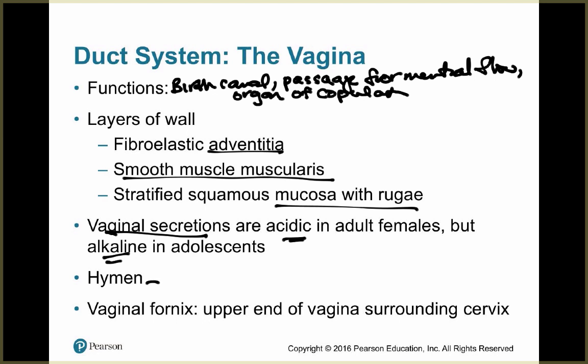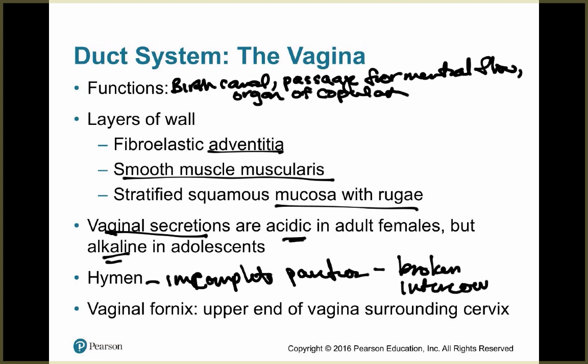Now, like I said, there is what's known as a hymen. And basically, the hymen is an incomplete partition. And this guy gets broken during intercourse. Now, it's not just during intercourse. If you end up using tampons or anything like that, that can break it as well. Now, within the mucosa, there are dendritic cells. And it's thought that they might help to provide a route for HIV transmission.